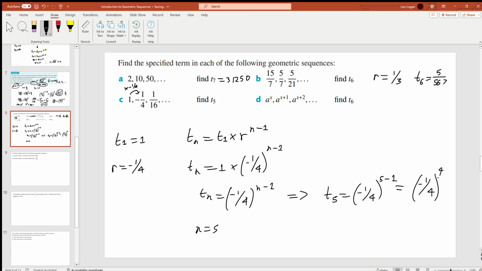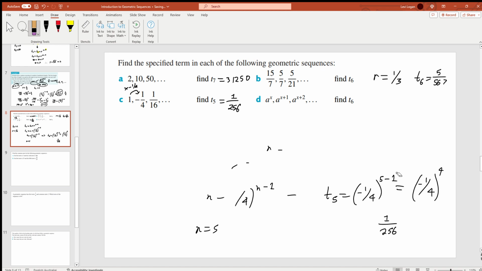Then you just put that in your calculator. So go negative 1 on 4 to the power of 4 gives me 1 over 256. So I go 1 over 256, and that's it. Now we rub this out, and we take a look at D.